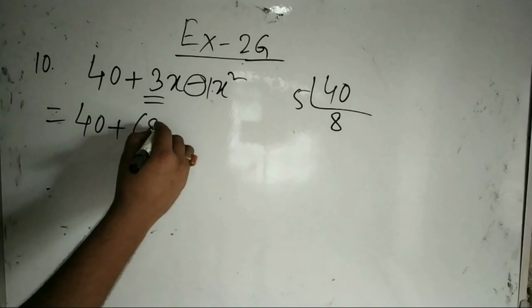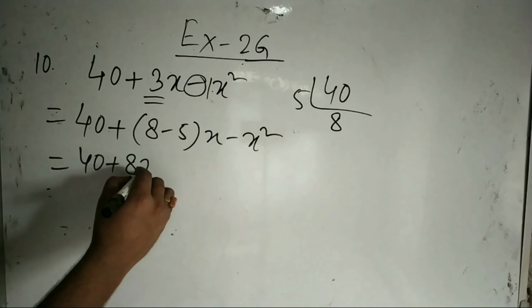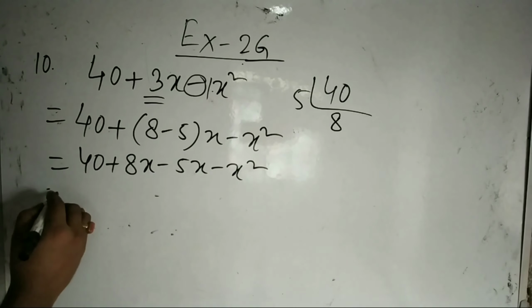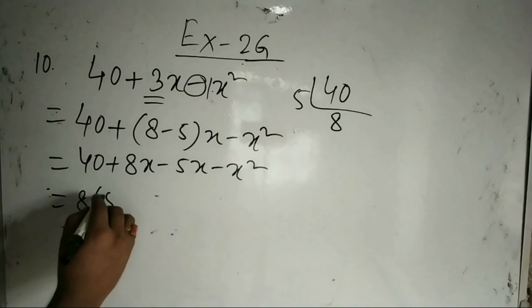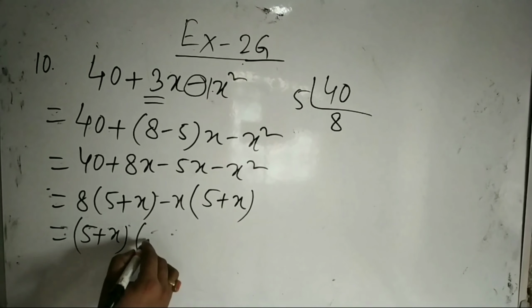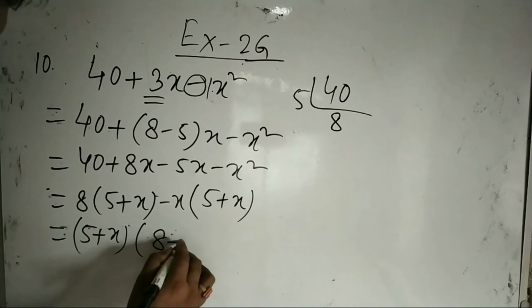40 plus 8 minus 5 into x minus x square. Multiply: 40 plus 8x minus 5x minus x square. From the first two terms, take 8 common, so 5 plus x. From the last two terms, take minus x common, 5 plus x. Again 5 plus x is common, 8 minus x.